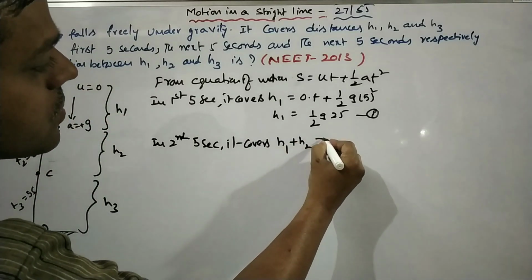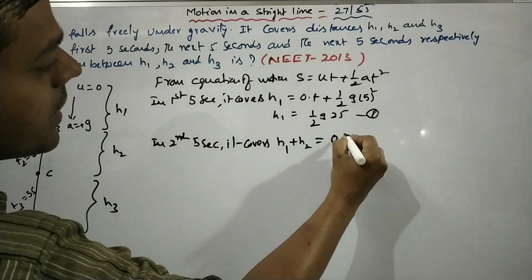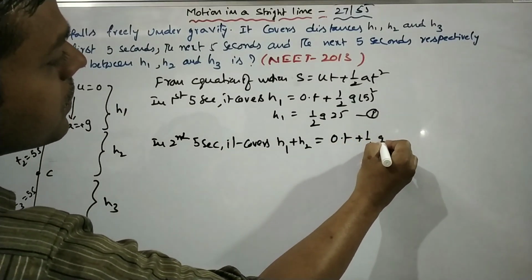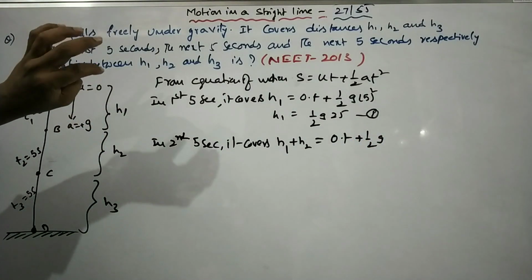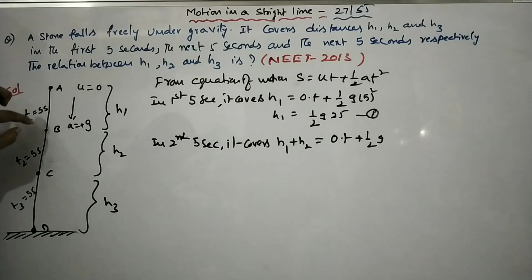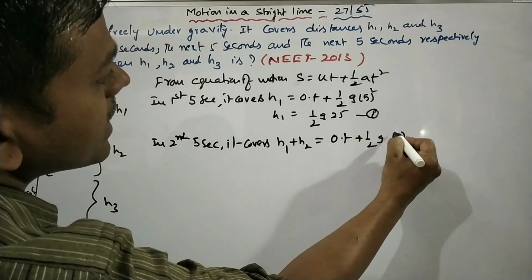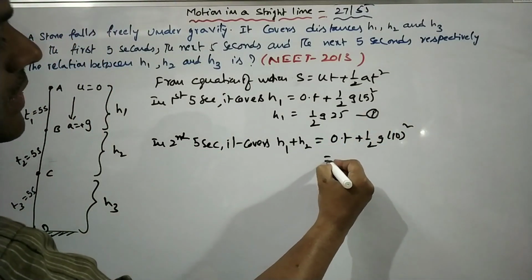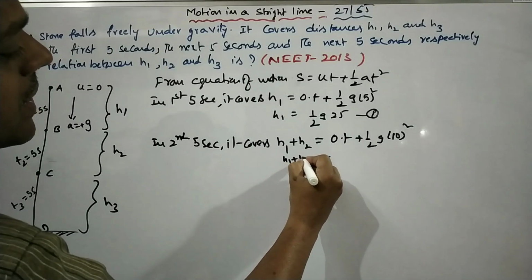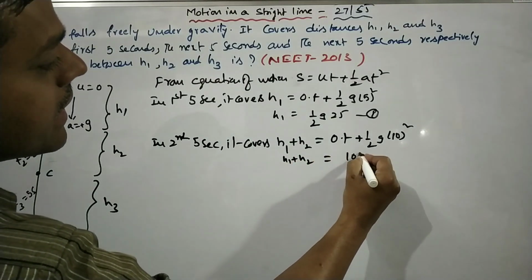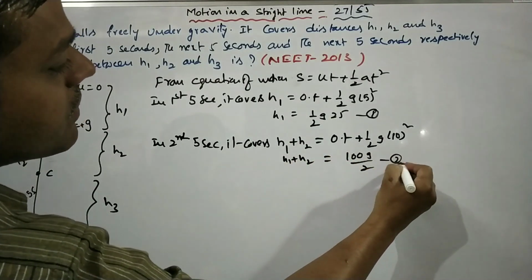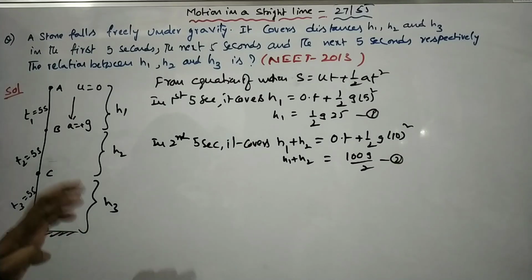So h1 plus h2 is equal to 0 into t plus half into g. Now the total time taken to cover from A to C, 5 plus 5, is equal to 10 square. You can remember, this is a very important thing. So h1 plus h2 is equal to 100 g by 2. This is equation 2.